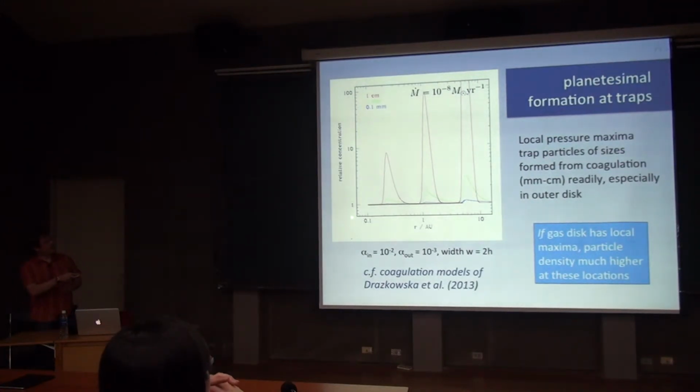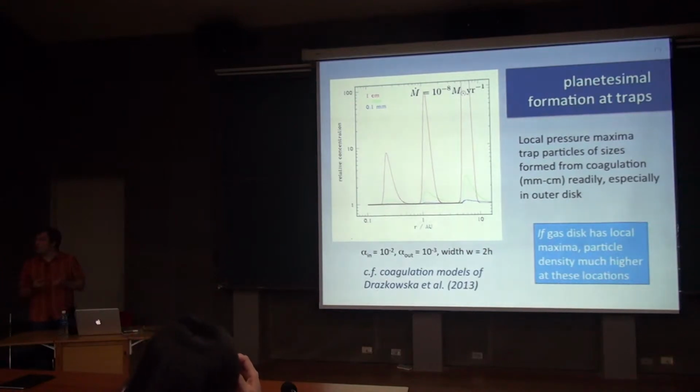Here what I'm showing is the concentration of solid material as a function of distance compared to what it would be in a disk that didn't have these particle traps in its structure. And what you find is that if you can grow objects that are maybe a few millimeters or a few centimeters in size, then these traps are extremely efficient in collecting material together on a relatively narrow length scale.